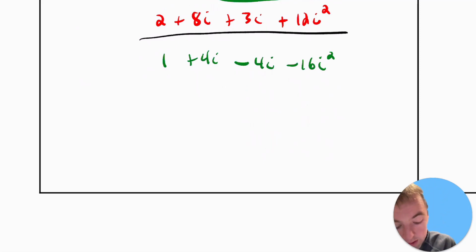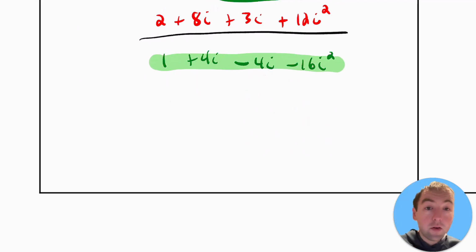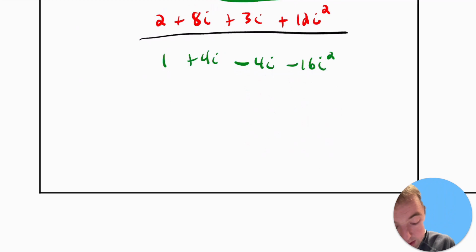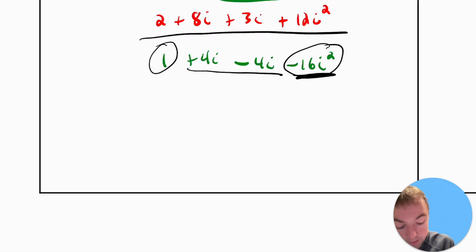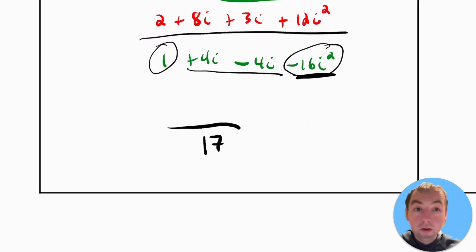So I'm going to start on the bottom, because what should happen on the bottom is it should just be a real number, because we did a conjugate times a conjugate, and you'll see that happen because 4i and negative 4i will cancel out. And then that right there is just negative 16 times negative 1, since that's what i squared is, then it's really just a positive 16. So you're going to be able to take positive 16 and 1 and add together. So you're really just going to end up with a denominator of 17 then, because that's 1 plus 16.